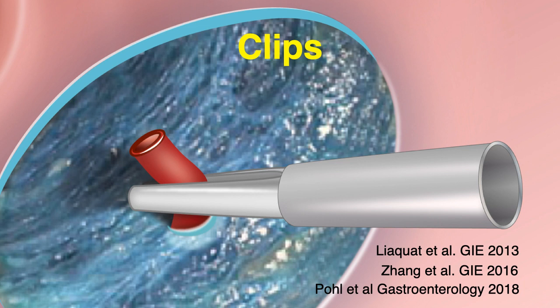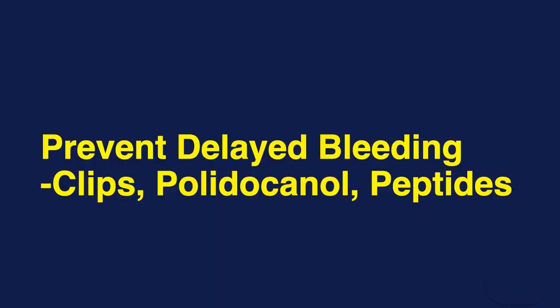Now let us look at how do you prevent delayed bleeding. There's a lot of data on clips. There is very little on polidocanol and peptides, but we will cover those as well.